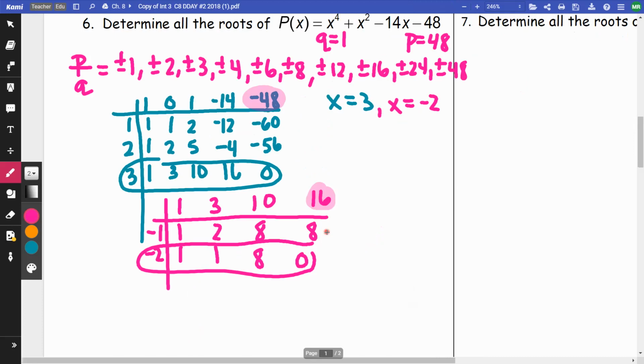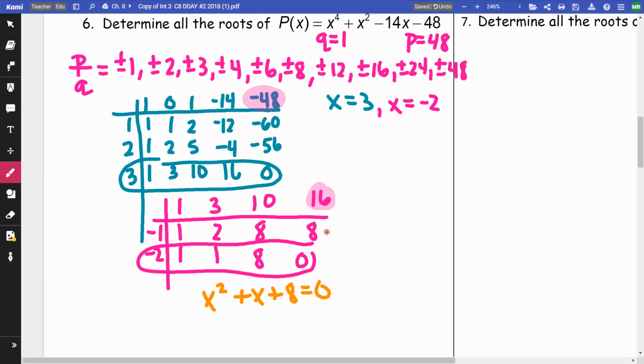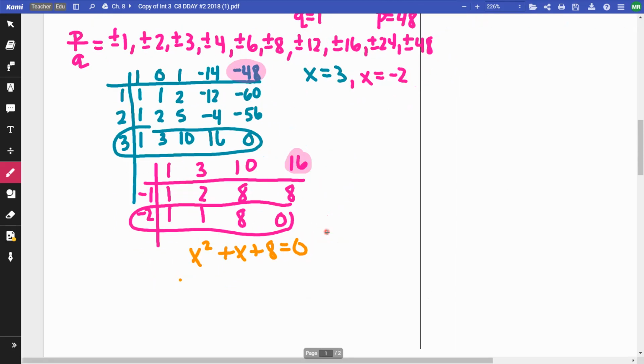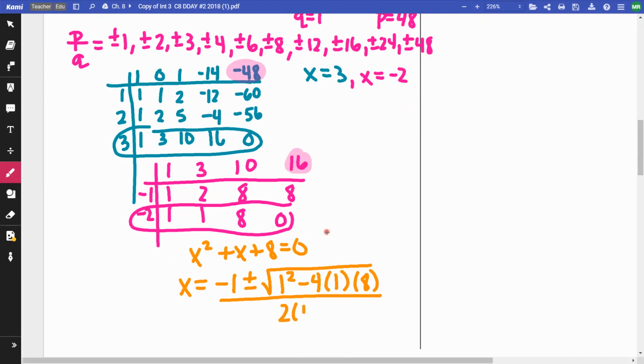So now I'm going to take this degree 2, x squared plus x plus 8 equals 0 and solve it. Now, unfortunately, this is not one that's going to be factorable. So I'm going to have to use quadratic formula. So I'm going to have x is equal to -b, which is -1, plus or minus my square root of b squared, which is going to be 1 squared, minus 4 times my a, which is 1, and my c, which is 8, all over 2 times my a, which is 1.